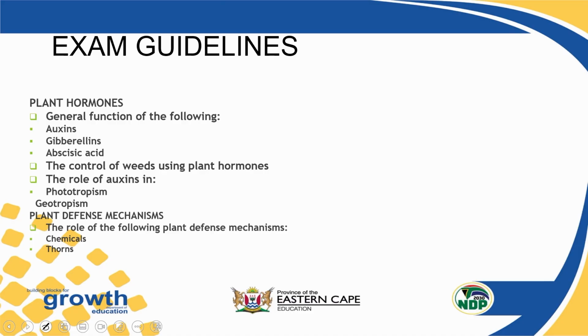We also need to know the control of weeds using plant hormones, as well as the role of auxins in tropisms, that is phototropism, as well as geotropism. And lastly, we need to know the plant defense mechanisms, that is the role of the following plant defense mechanisms, that is the chemical, as well as thorns.